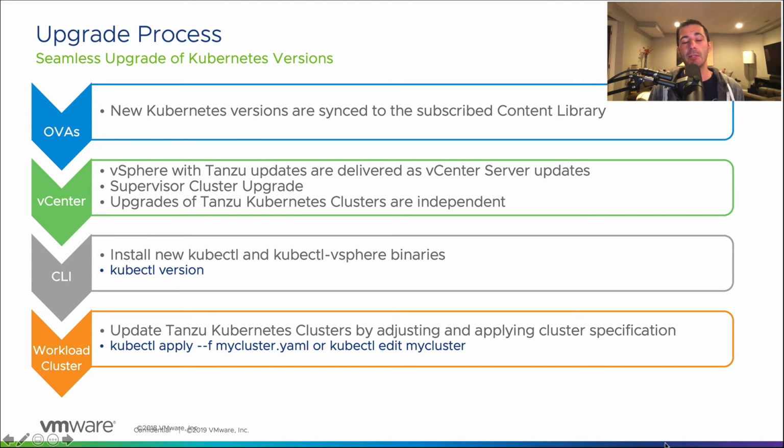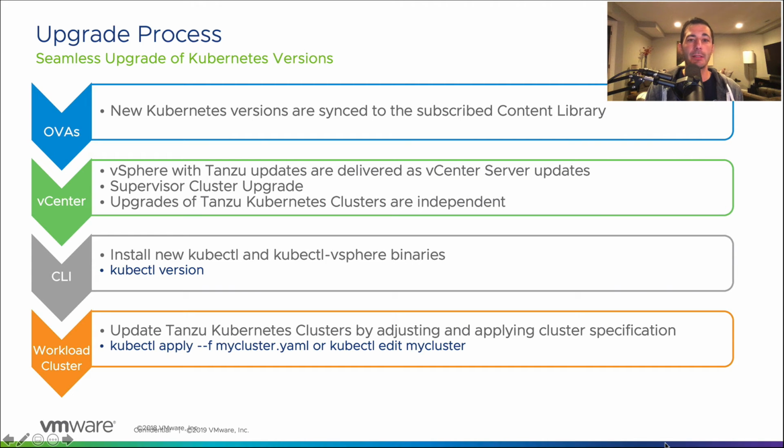vSphere with Tanzu updates are delivered as a part of vCenter. So the next step is to upgrade your supervisor cluster. This is, again, just a rolling upgrade of your supervisor cluster, which is your management cluster, which is nothing more than a control plane for Kubernetes. After that is done, we can then upgrade our Tanzu Kubernetes clusters independently whenever we want.